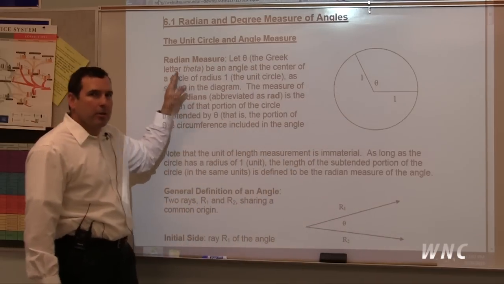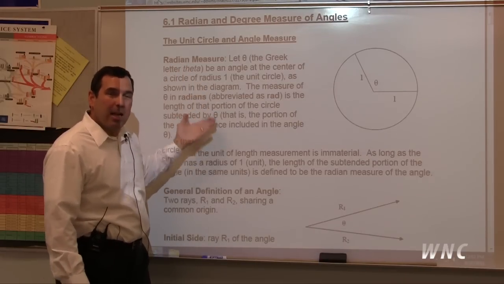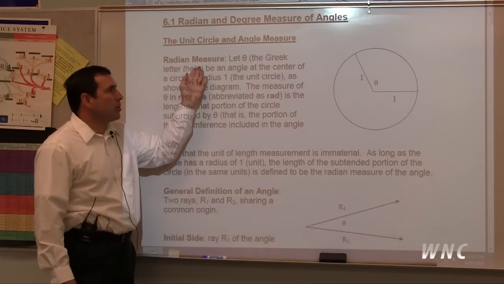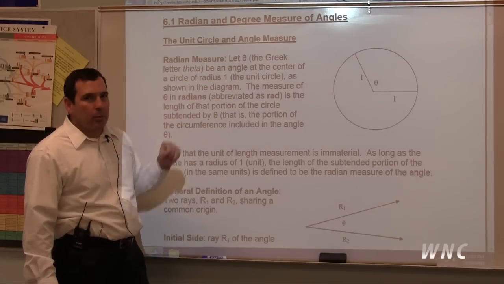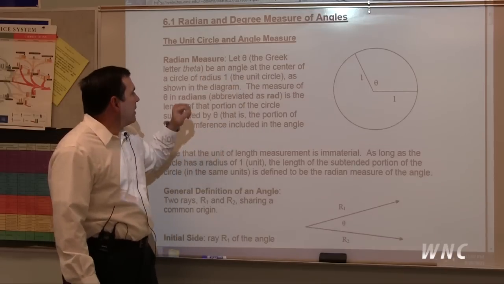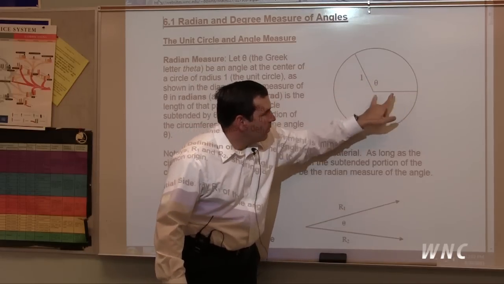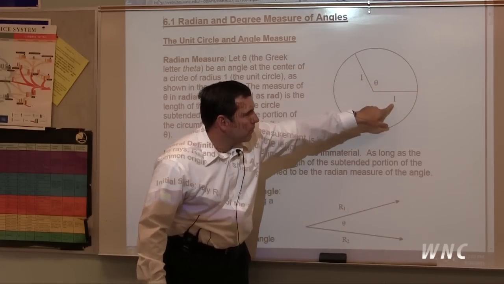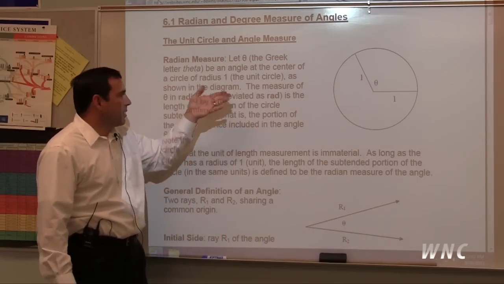So a radian measure. Now I want you to notice the word radian. Looks like radius, and that actually is part of the definition. In radian measure, let theta, this looks like a circle with a line through it, that's the Greek letter for theta, be an angle at the center of a circle of radius 1. So here's our theta at the center of the circle with radius 1. That's the unit circle, as shown in this diagram.